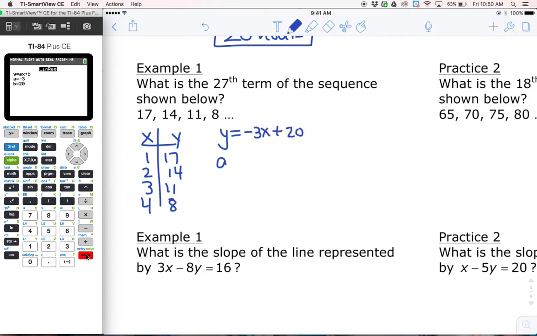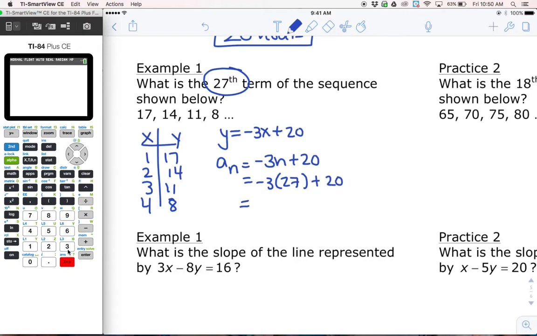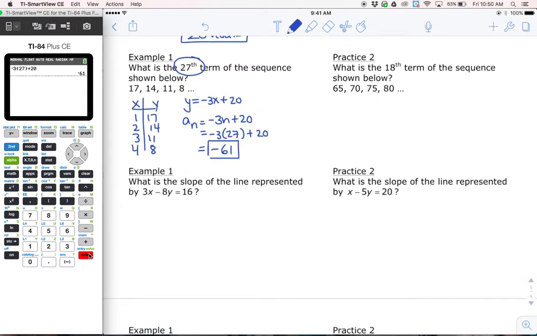If we wanted to use notation for sequences, we'd say this, negative 3n plus 20. But we're trying to predict something. So 27th term, all I'm going to do is plug in 27 for n, and I'm going to get my answer. So negative 3 times 27, because they asked me for the 27th term, plus 20, and this is going to give me my answer, which is negative 61. All right, try your problem over on the right in Edpuzzle.